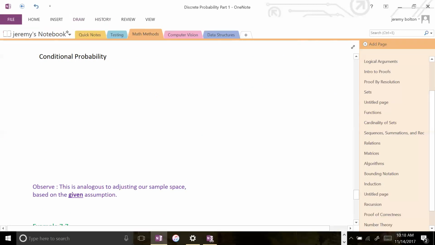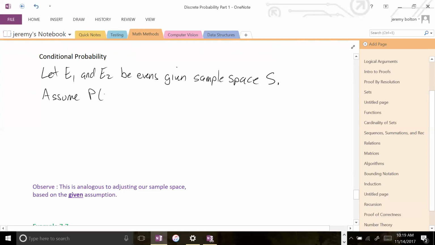Conditional probability. Right, so in conditional probability, we are given some extra information, or our probabilistic estimate is conditioned on some assumption and on some event occurring. So in this particular definition, we're going to define two events, E1 and E2, and then we'll define the conditional probability of E1 given E2. Let E1 and E2 be events given sample space S. We assume the probability of E2 is not equal to zero. And then we can define the conditional probability of E1 given E2.